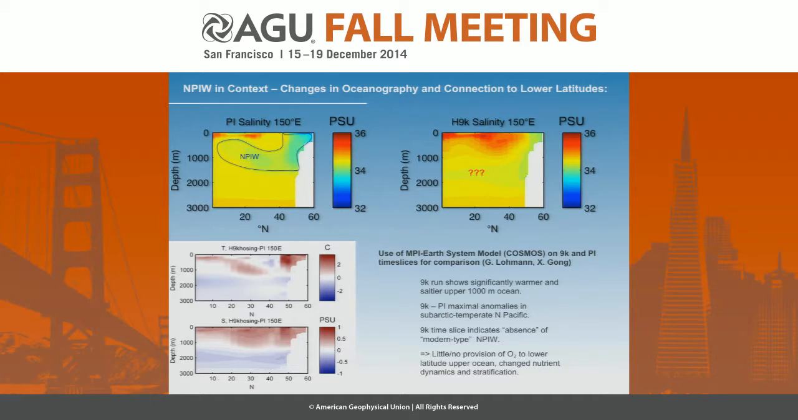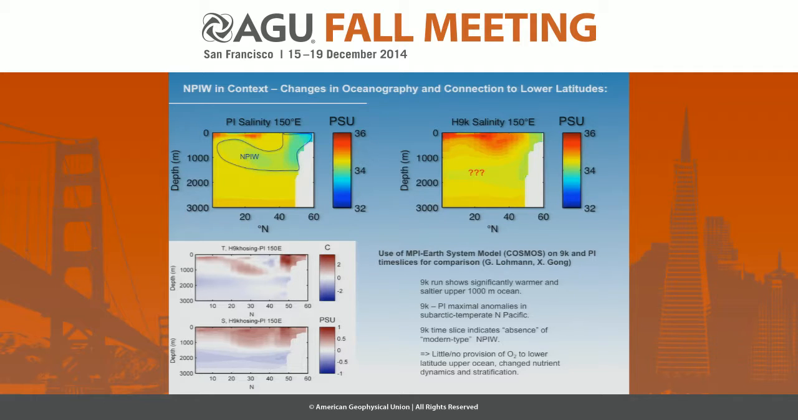Whereas if we step back into the early Holocene, we see that we basically lose the entire low salinity signature of the NPIW on a north-south transect between the equator and 60 degrees north. So we have a higher salinity value and a higher temperature value throughout the entire North Pacific. So this is a cross-section at, I think, 150 degrees east.